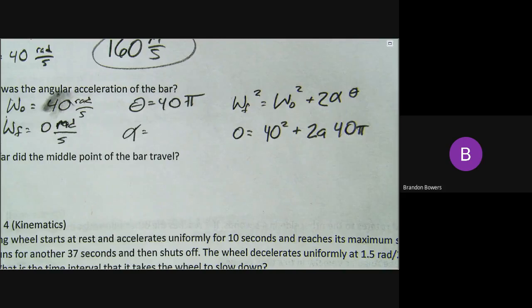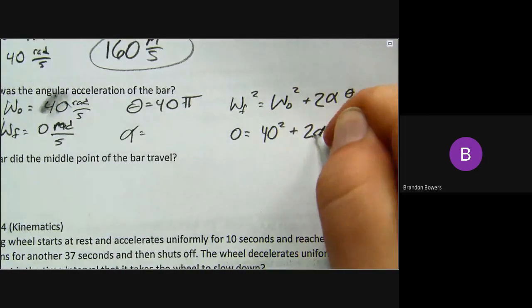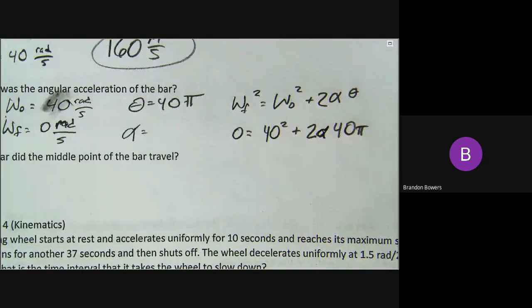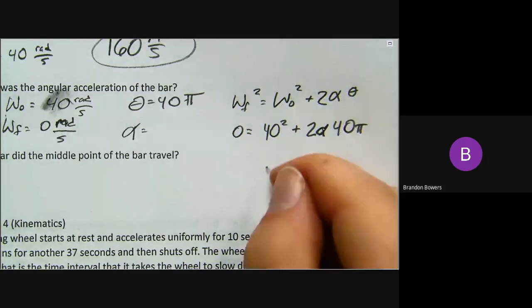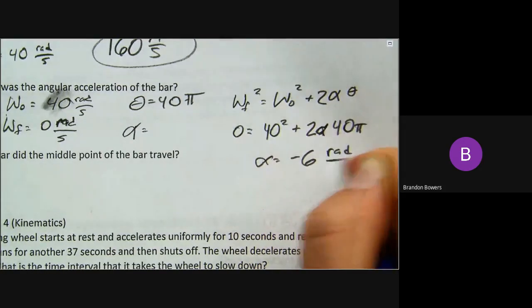So I got negative 6 radians per second squared.